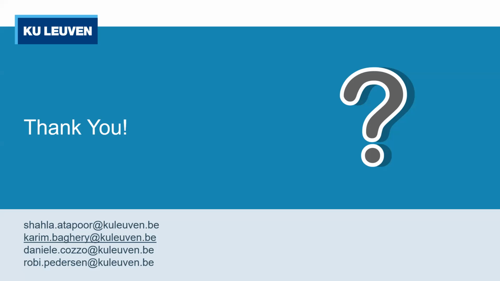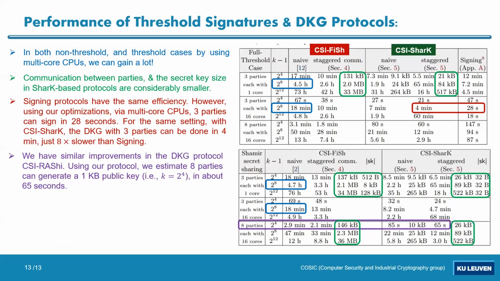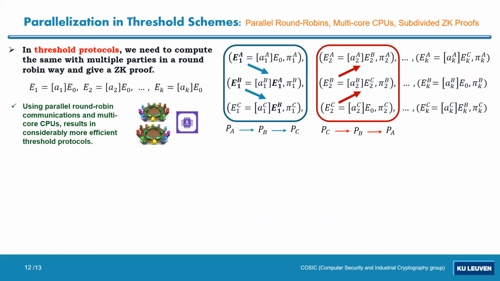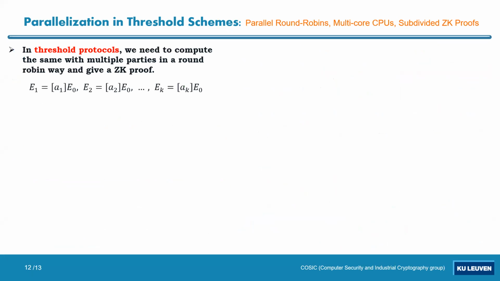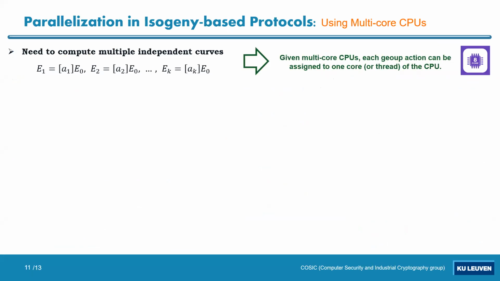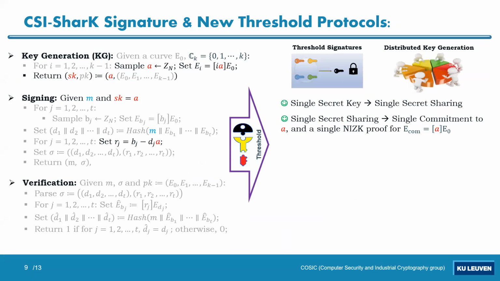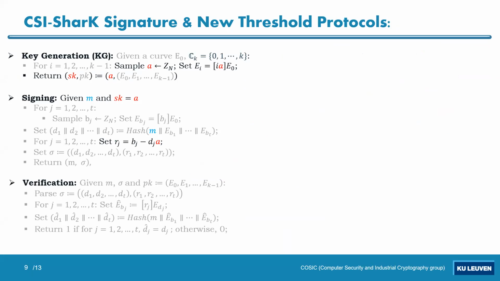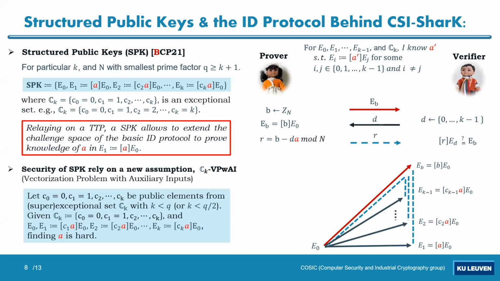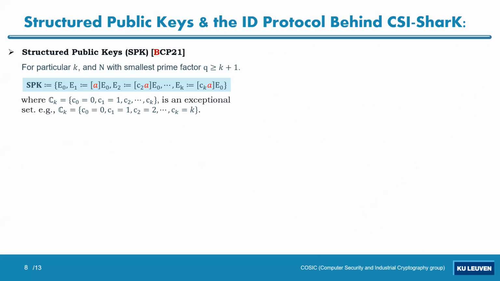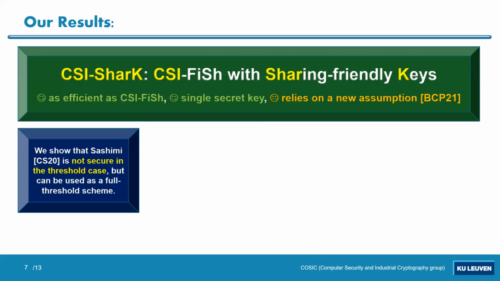I want to ask about this new assumption. You prove that your scheme is even actively secure if this assumption holds, right? Yes, the ID protocol relies on that. And did you do any reductions from this assumption to something more standard, or is it a completely new assumption?